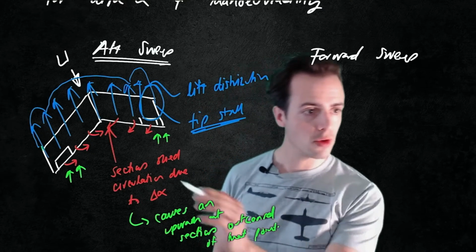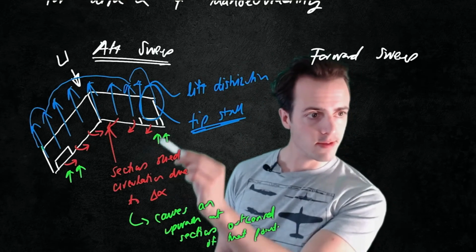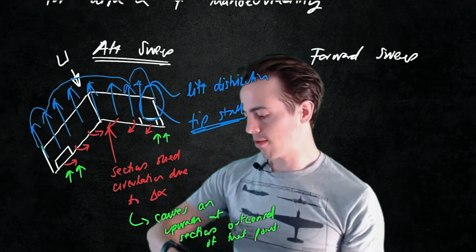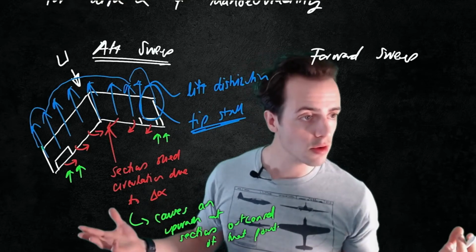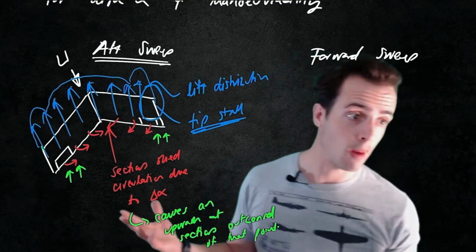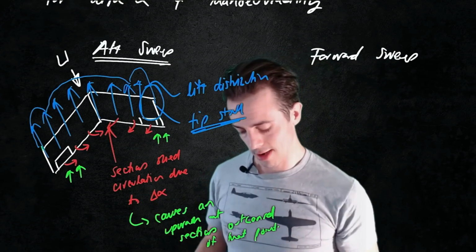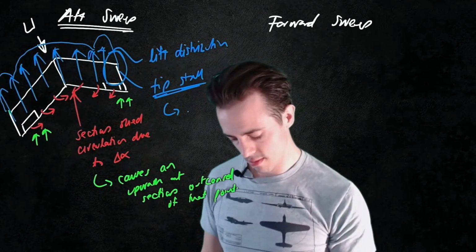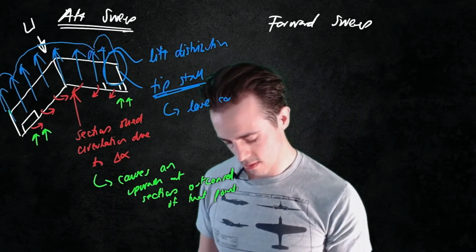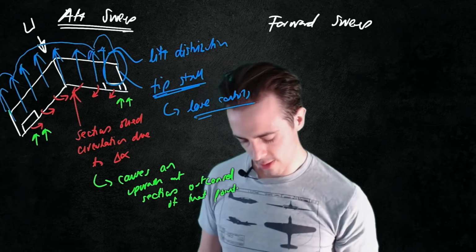Again, if we have a tip stall, then it means that we lose control effectiveness. It means that the flow over the ailerons is subject to separated flow, so we lose the ability to control. Okay, so we've got that one there.